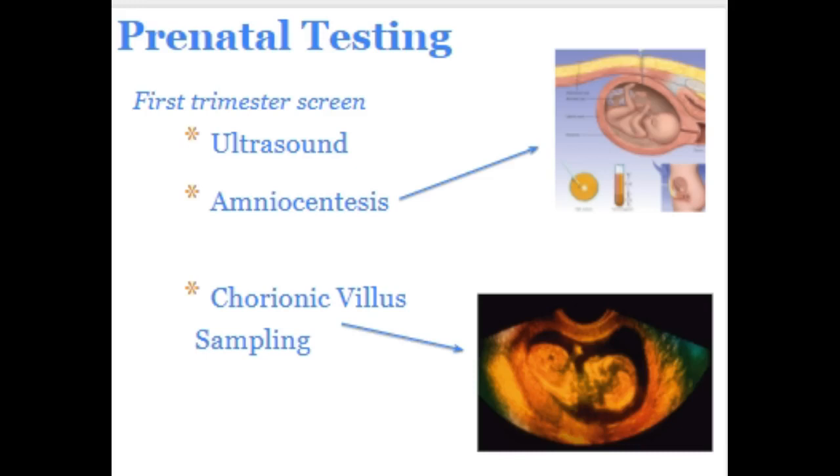A genetic amniocentesis tests for genetic abnormalities, such as Down syndrome and spina bifida, which is a neural tube defect when the neural tube doesn't form completely. A genetic amniocentesis is usually performed after week 15 of pregnancy.